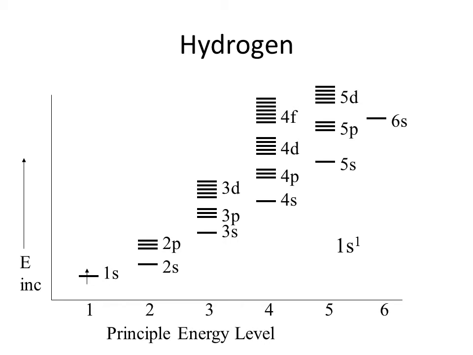When I go to write the electron configuration of hydrogen, all I have to do then is write 1s and put a 1 as a superscript. If I look at helium, helium has 2 protons in it, so it has 2 electrons when it's neutral. That puts 2 electrons into 1s, one spin up and one spin down. When I go to write the electron configuration of helium, all I do is write 1s and then put 2 as a superscript to indicate 2 electrons in the 1s sublevel.